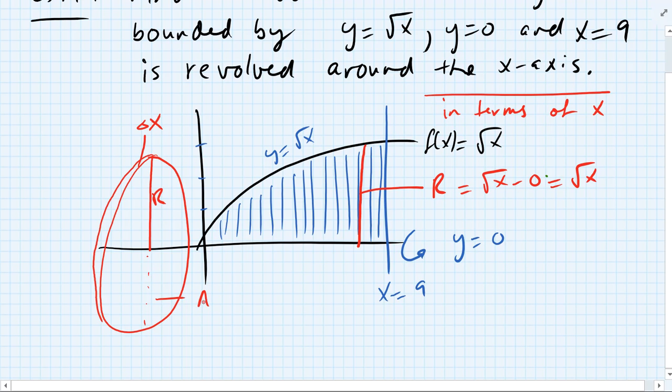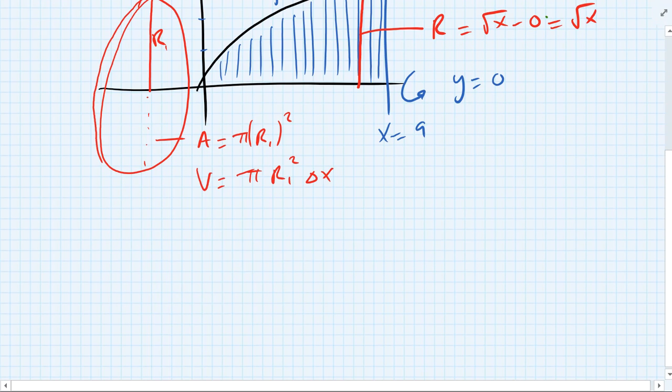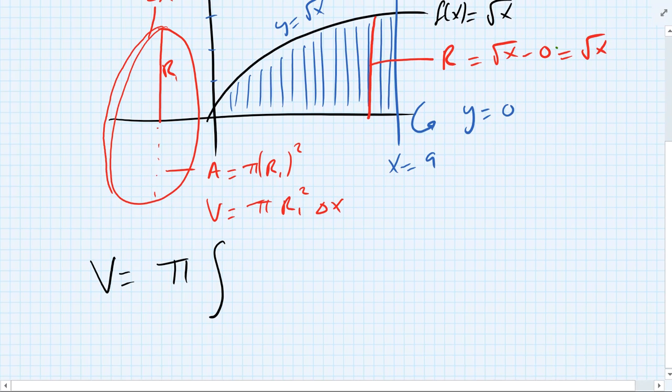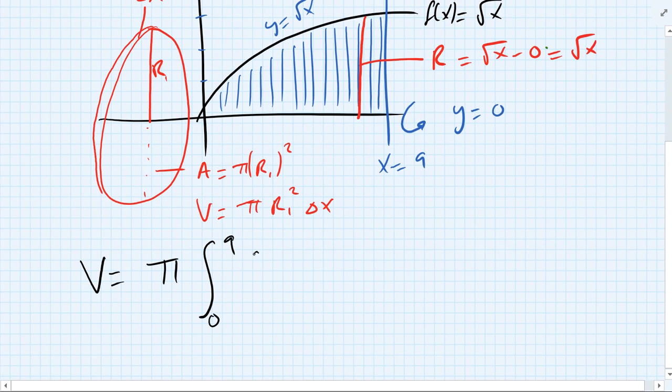So what's our area for this? Area is equal to pi times this radius, we'll say it's r1, radius squared, not the pi squared. So what's the volume equal to? Pi times r1 squared delta x. Everything's got to be in terms of x. So if I want to find the complete volume, it's pi integral from 0 to 9 of the radius. What is our radius? Root of x, square it, dx.